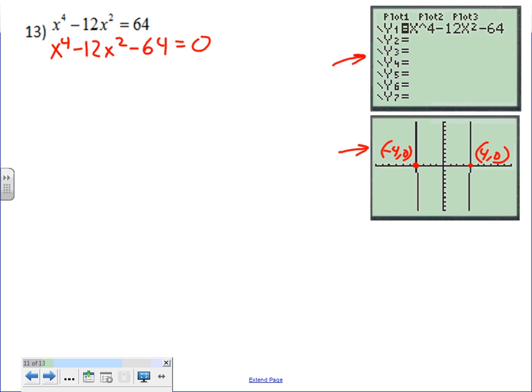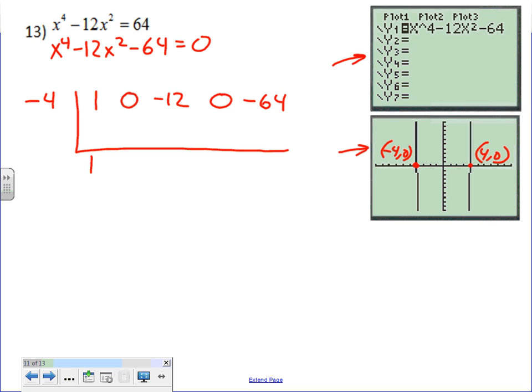So again, I'm going to put it into standard form, and then I'm going to take the coefficients. Now notice, 1 for x to the 4th, x cubed is 0, x squared is negative 12, x is 0, and then negative 64 for a constant. So I accounted for every degree. I'm going to test negative 4. Bring down the 1, multiply, add them up. Okay, bring it down here, add those up, negative 16. And if you multiply those together, you get 64. And notice when you add, you get 0. So what that tells us is that this is a solution. Okay, because we have 0. Now I'm going to go ahead and test positive 4, because I could see that on my graph. It appears we have a solution at 4.